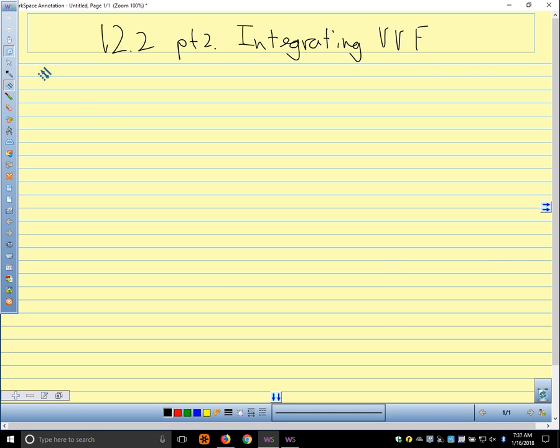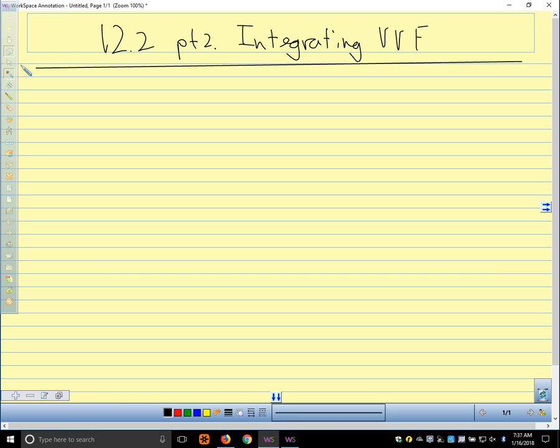All right, so we're going to talk about integrating vector valued functions. Because of the way that we defined differentiation of vector valued functions, we can say that for r of t is f of t i hat plus g of t j hat plus h of t k hat, and we're saying that our f, g, and h are continuous on our interval. They're nice functions.